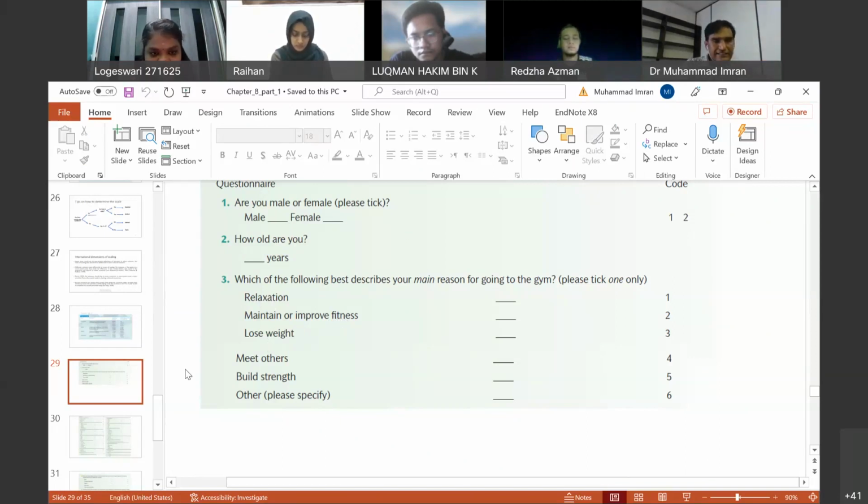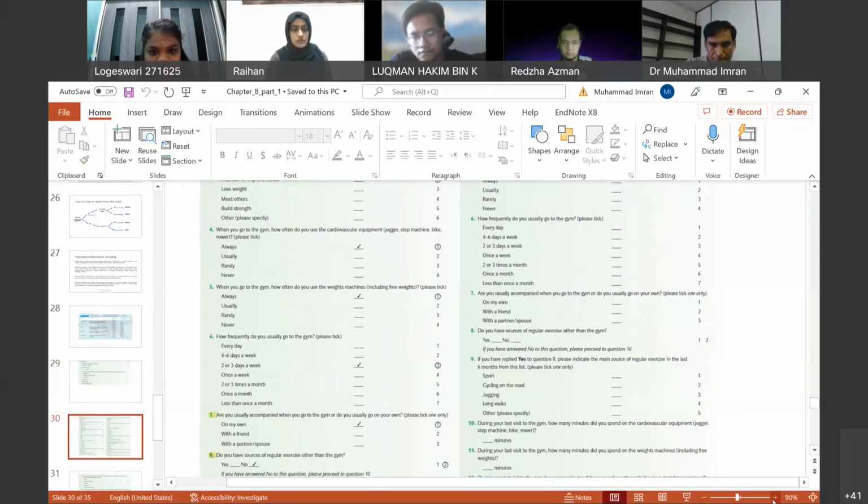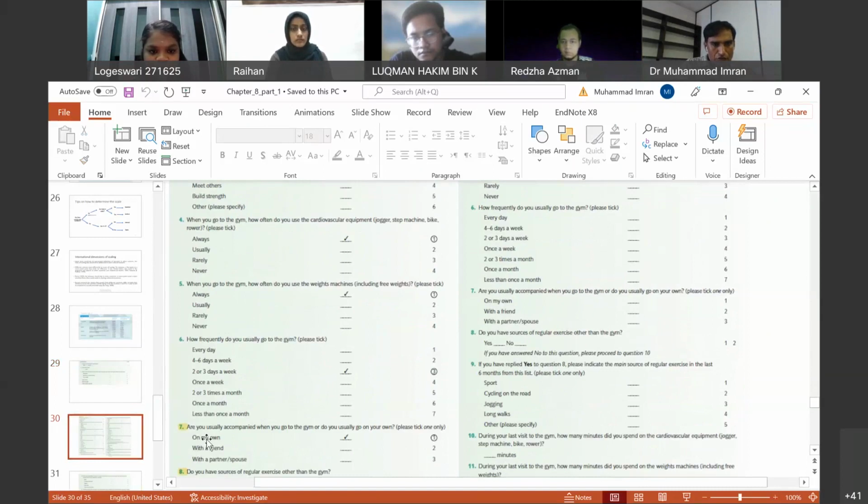And the other one is 7. Let's see the 7. Here: are you usually accompanied when you go to the gym, or do you usually go on your own? Options: on my own, with friends, with parents. Different, no rank, but they have a name, have characteristics. Okay, then the 9 one, 9, here.